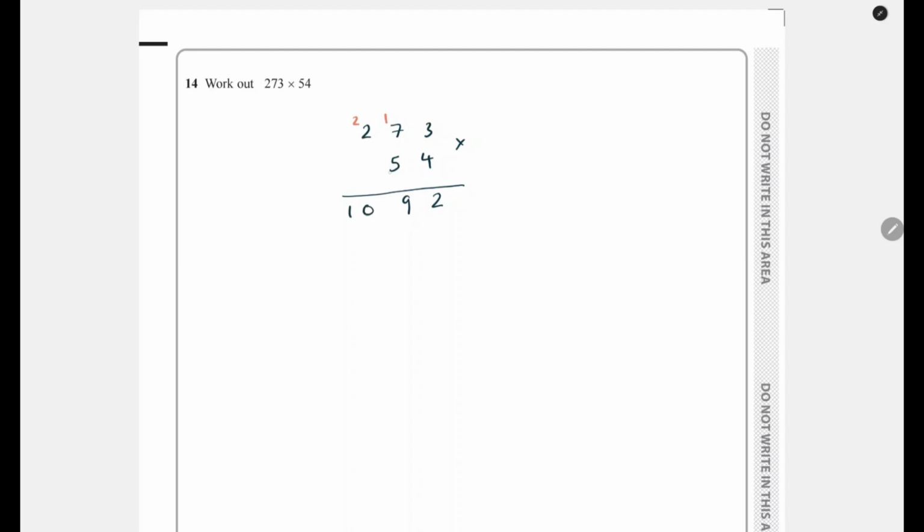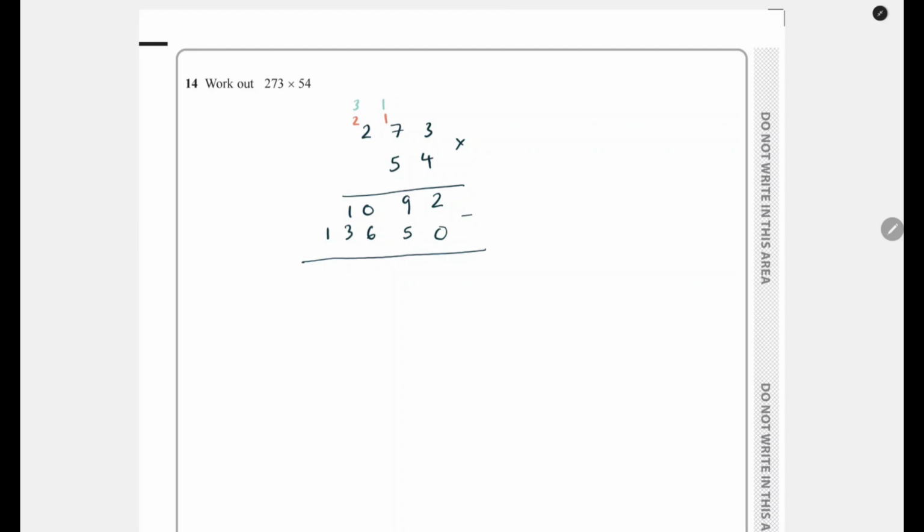Now, this is 5 times 3, but it's actually 50 times 3, so we're going to put a 0 here. So 5 times 3 is 15. Put the 5 there, you carry the 1. 5 times 7 is 35, plus the 1 is 36, so we're going to put a 6. And we're going to carry the 3. And 5 times 2 is 10, plus 3 is 13.